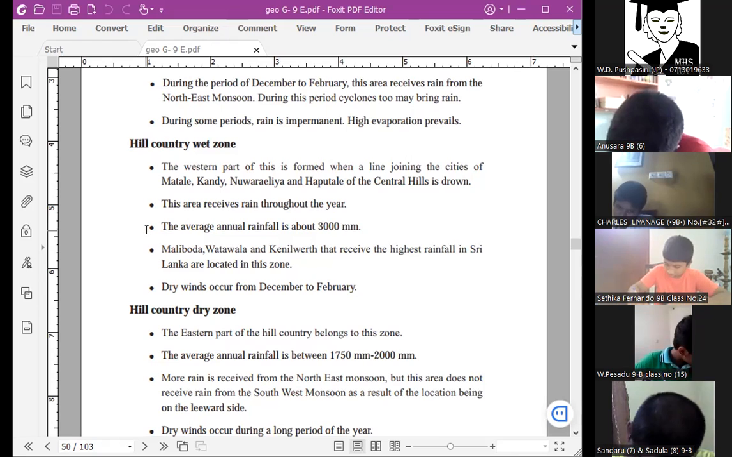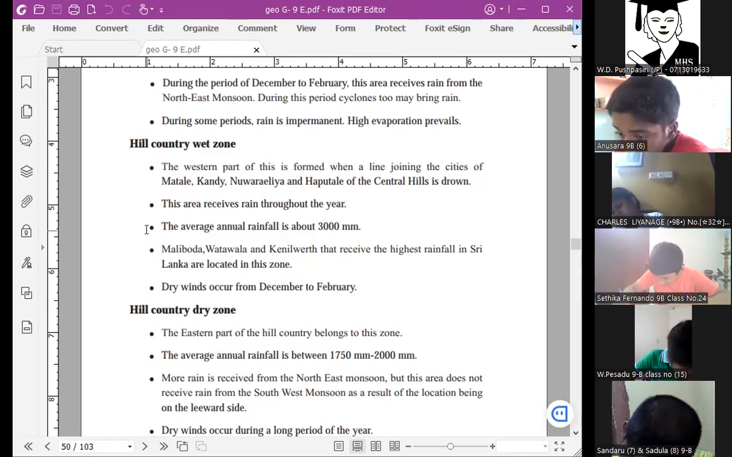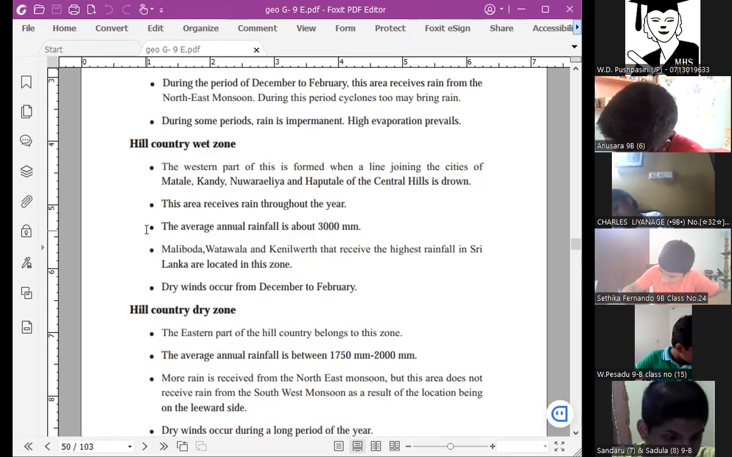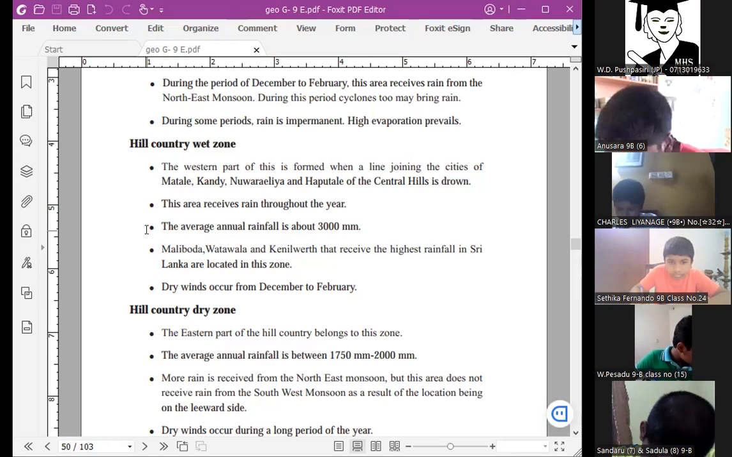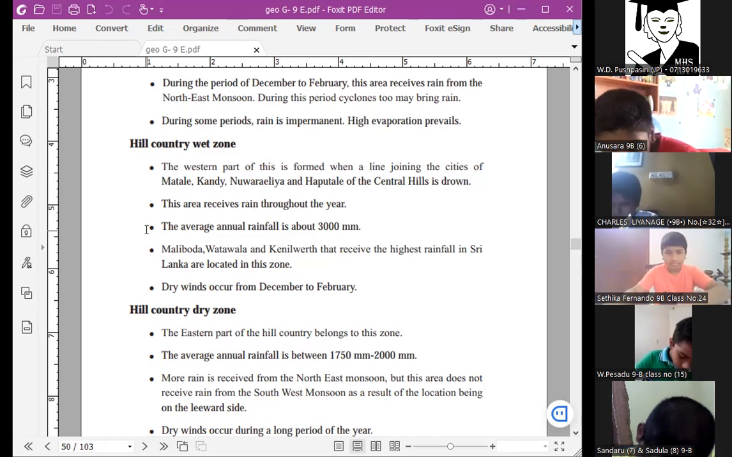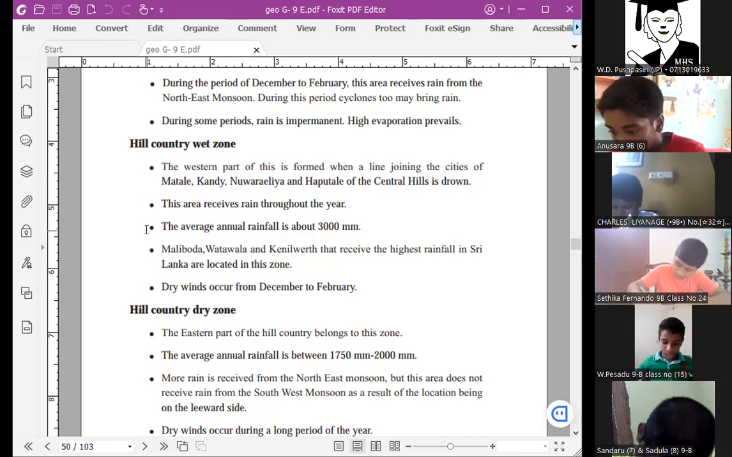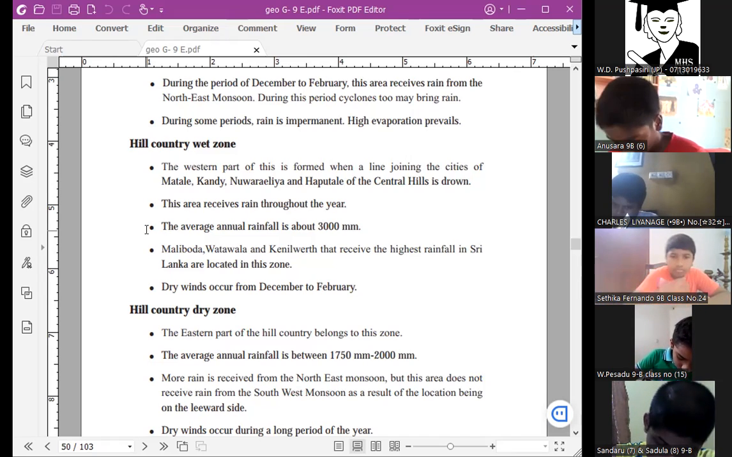The highest rainfall can occur, and write two or three areas. So from December to February it gets the dry winds. Dry winds.